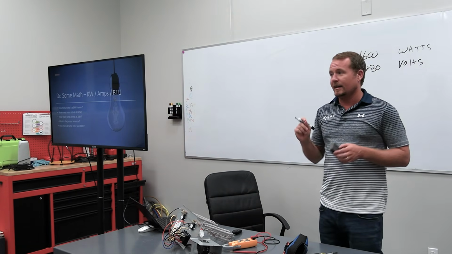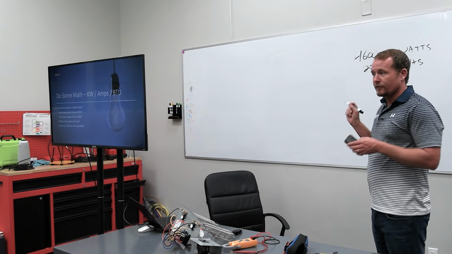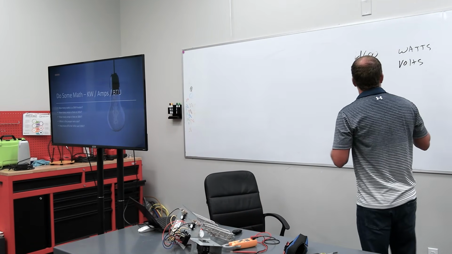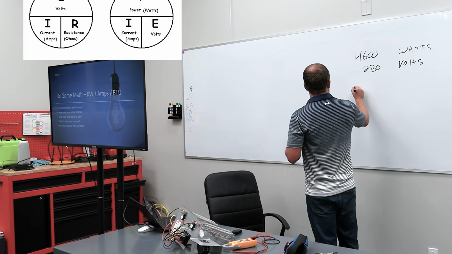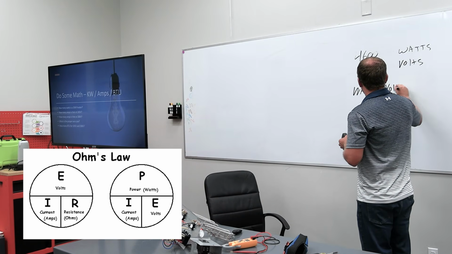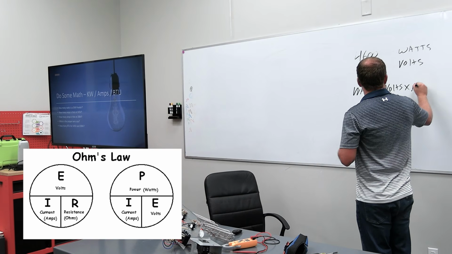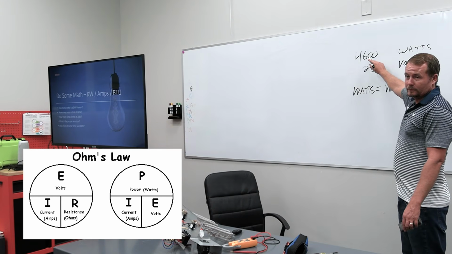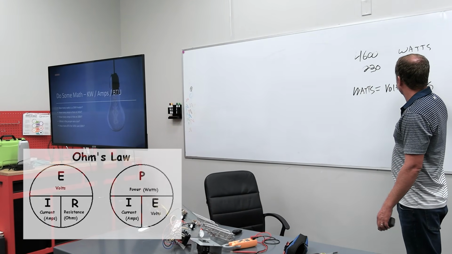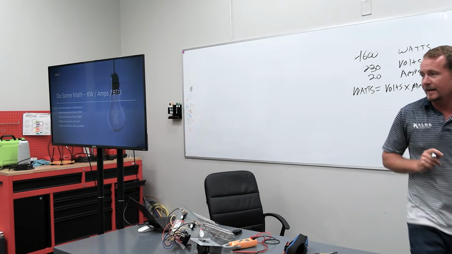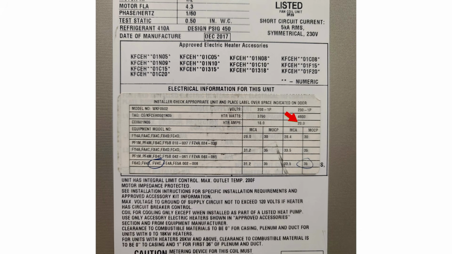Okay? So if the calculation is E equals I times R, we first have to get our current out of this. So how do we get our current out of this? Well, we have Watt's law too, which is a really simple one: watts equals volts times amps. So all we have to do is divide our watts by our volts, and it gives us our amps. 20. And what's interesting about that is if you look on this data tag over here, it tells you exactly 20 amps. If it was 208, it'd be 18 amps. So if we do that math, that's how it would work.